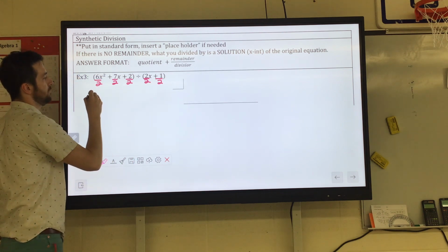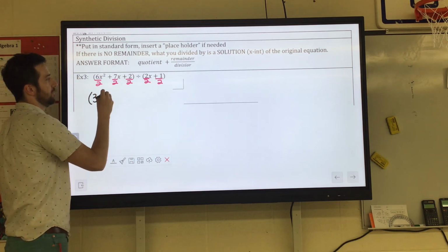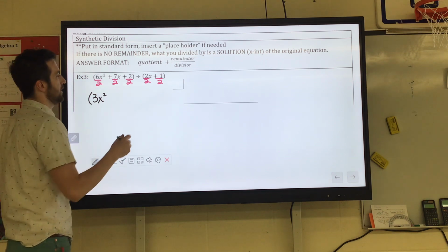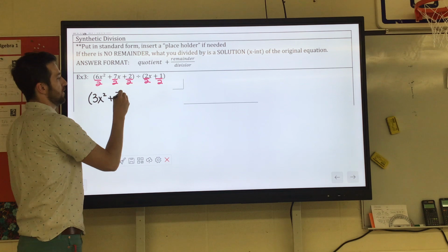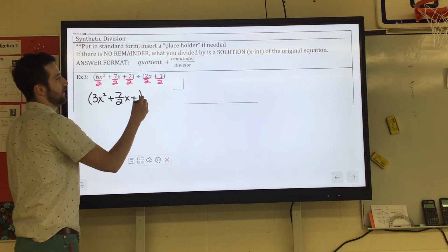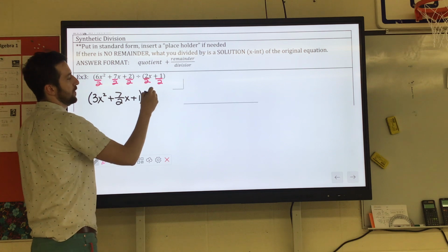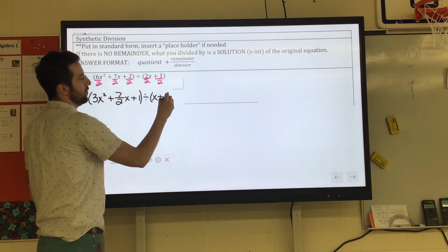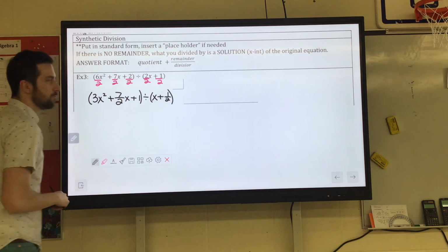So 6 divided by 2 is 3x to the second. Now, you could make 7 over 2 3.5, but it's not necessary. You could just leave it plus 7 over 2x, and then 2 divided by 2 is 1. And we're dividing this by 2x divided by 2 is x, and then plus, and we're going to leave it 1/2. Great, so we're ready to go.